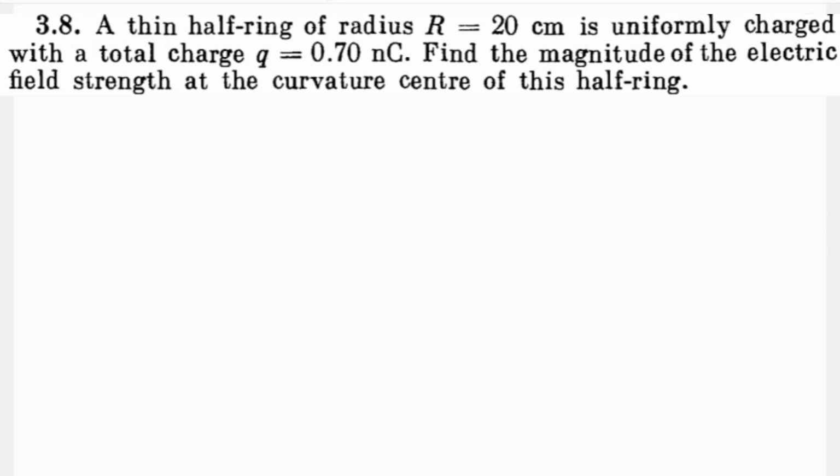So we are dealing with the eighth problem in this series. The eighth problem states: a thin half ring of radius 20 centimeter is uniformly charged with a total charge of 0.7 nanocoulomb. Find the magnitude of the electric field strength at the curvature center of this half ring.